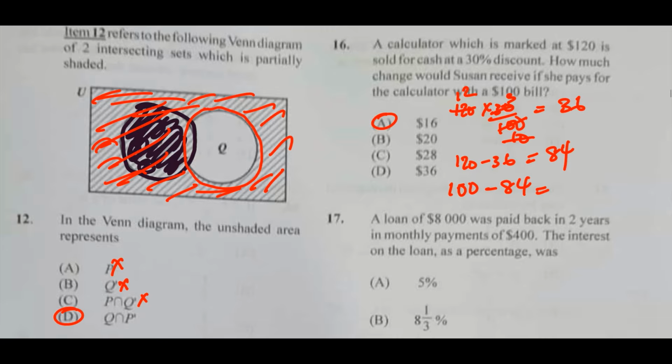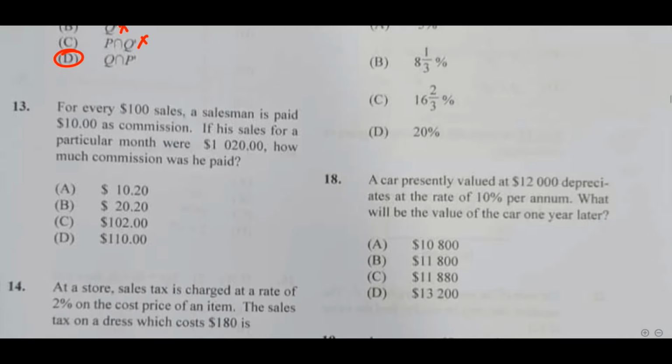Alright, number 13. For every $100 sales, a salesman is paid $10 as commission. If his sales for the particular month were $1,020, how much commission was he paid? For every $100 you make, he gets $10. So we find out how many $100s are in 1,020, so that's 1,020 divided by 100. So we get 10.20.